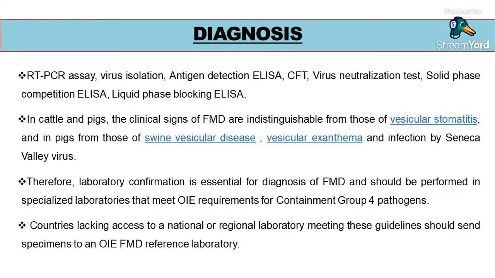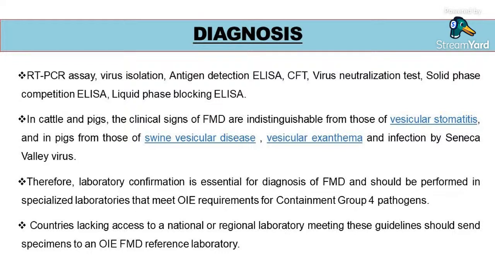Like in the case of cattle and pigs, vesicular stomatitis is there, which is caused by the Rhabdoviridae family, genus Vesiculovirus. Likewise in pigs, swine vesicular disease is there, which is caused by an enterovirus of the Picornaviridae family. Vesicular exanthema is caused by a calicivirus, and Seneca Valley virus is a picornavirus. So these are the differential diagnoses, other diseases which show the same clinical signs and are indistinguishable.